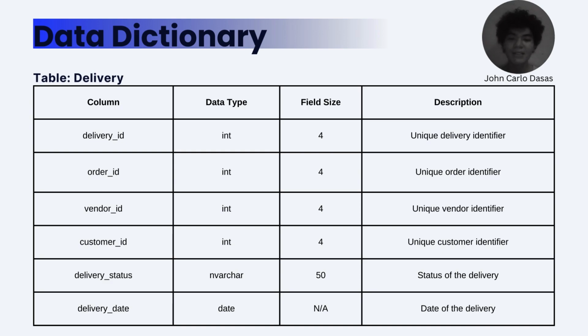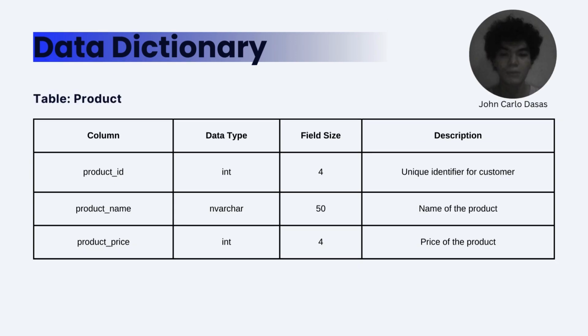For delivery status, the data type is nvarchar, and the field size is 50, and the description of it is the status of the delivery. And for delivery date, the data type is date, and the field size is not applicable, and the description of it, of course, is the date of the delivery.